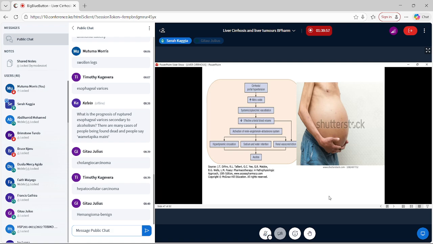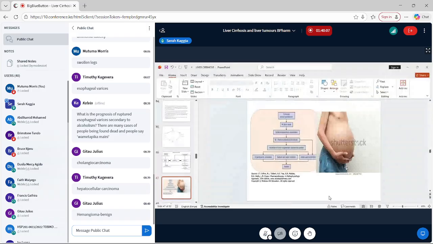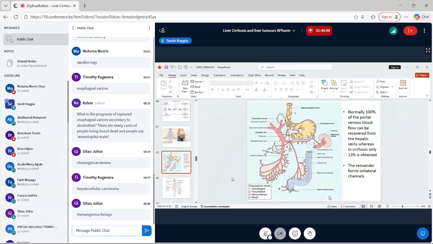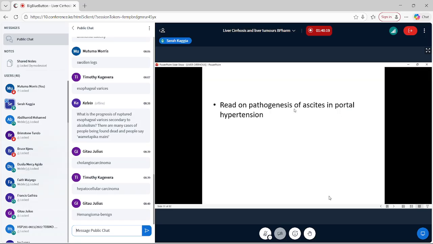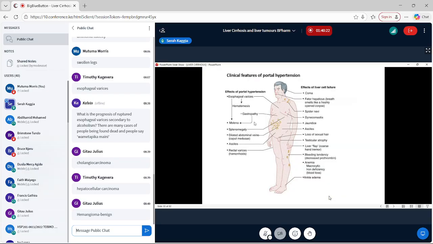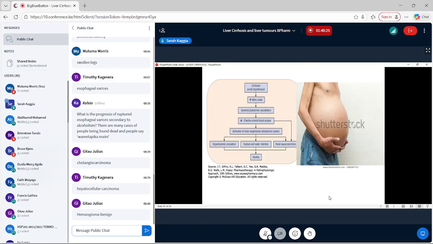I remember, usually I tell you people to go and read the pathogenesis of ascites in liver cirrhosis. I thought I wrote that question. I think I hid my slide. Usually I give you this as an assignment and tell you to read on the pathogenesis of ascites in portal hypertension. But this is the pathogenesis.